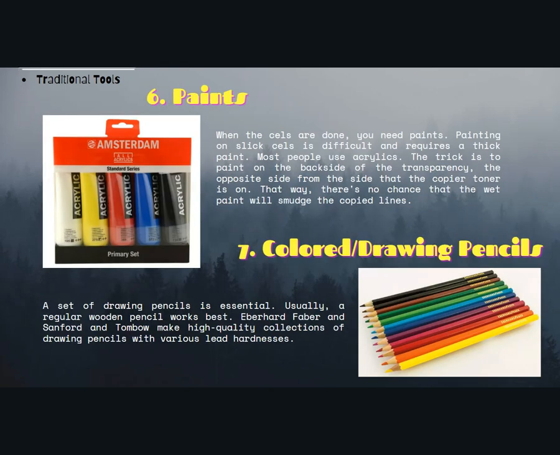Then we have here the sixth example of a traditional tool, the paint. When the cells are done, you need paints. Painting on slick cells is difficult and requires a thick paint, so most people use acrylics. The trick is to paint on the back side of the transparency, the opposite side from the side that the copier toner is on. That's why there's no chance that the wet paint will smudge the copy lines. That is the paint.